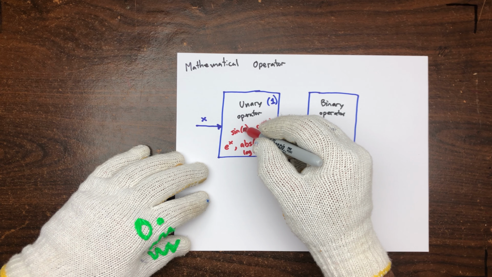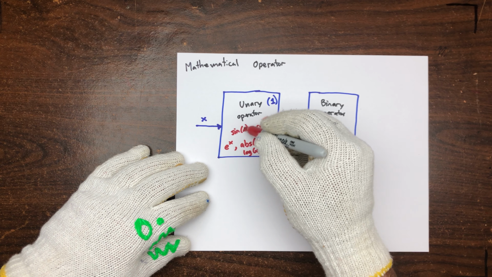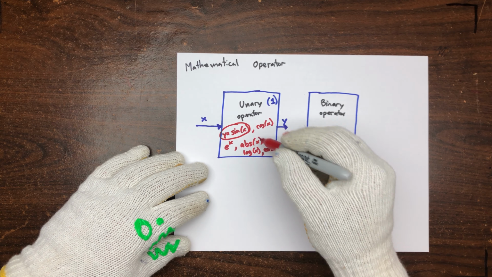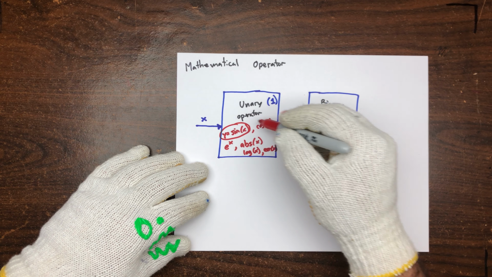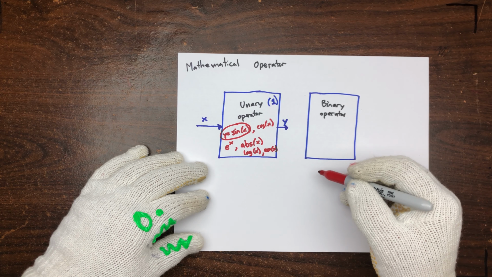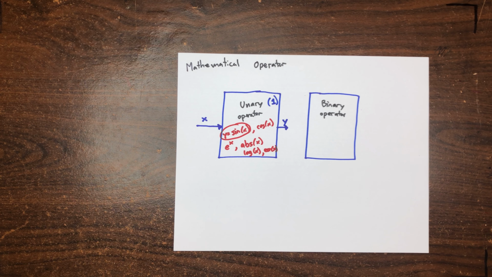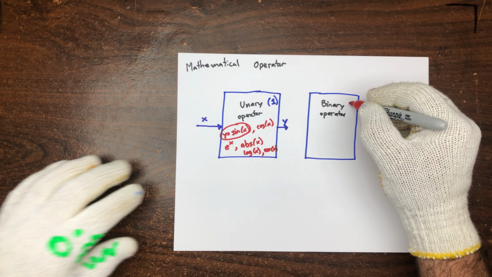See, one input here, and the output becomes y. You call this thing y. So y equals sine of x. You put the x in here, it takes the sine of the x and outputs it. That's it. Binary operators are things that you kind of already know, but binary means two.